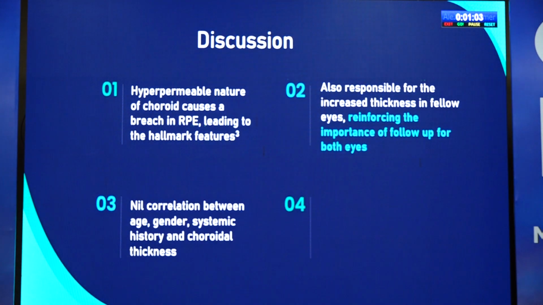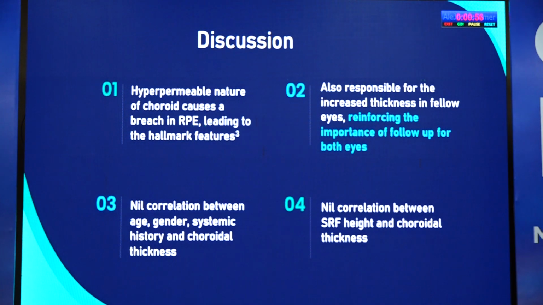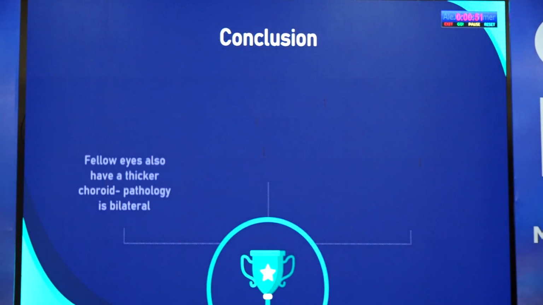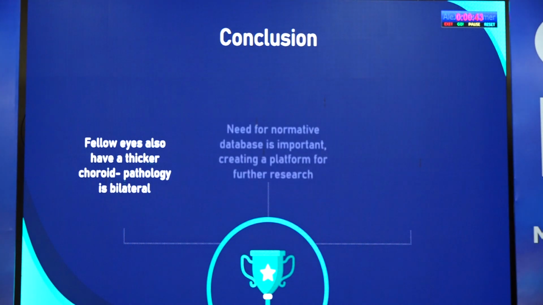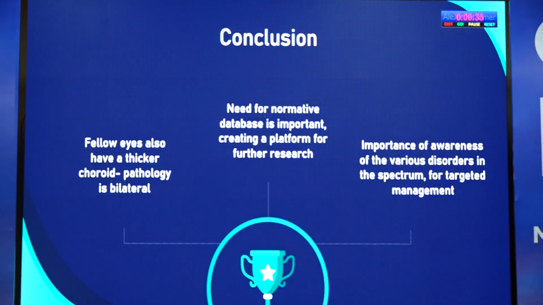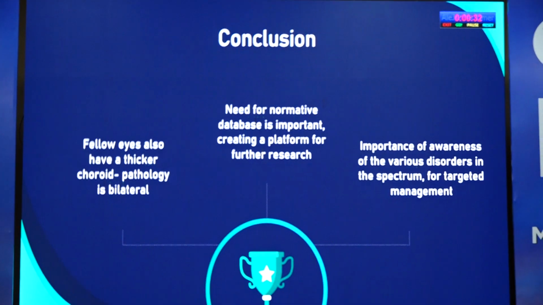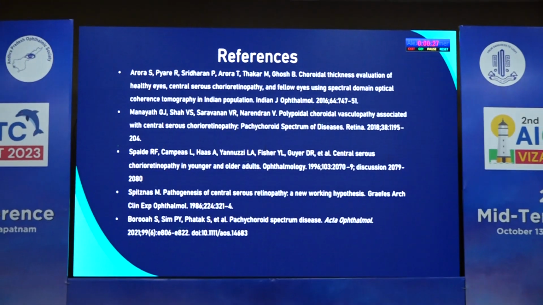In my study, no correlation was found between age, gender, systemic history, and choroidal thickness. And no correlation was found between SRF height and choroidal thickness. To conclude, the fellow eyes also had a thicker choroid, thus reinforcing the fact that pachychoroid is bilateral. The need for normative database is important, creating a platform for further research. And importance of awareness of various disorders in the pachychoroid spectrum is needed for targeted management. These are my references. Thank you.